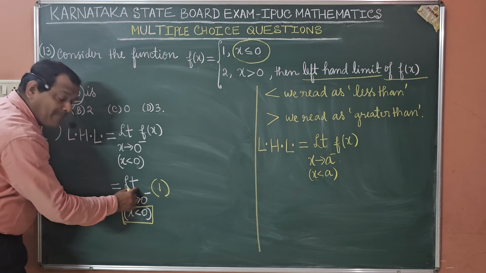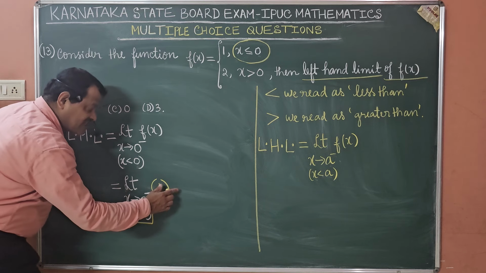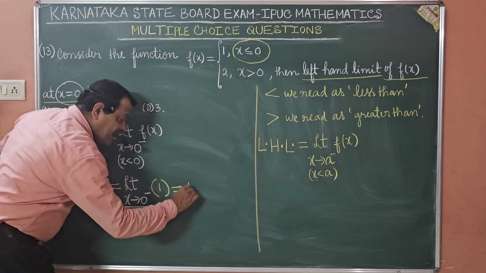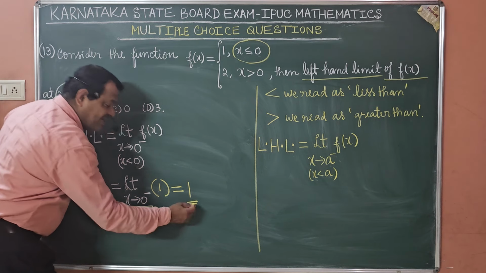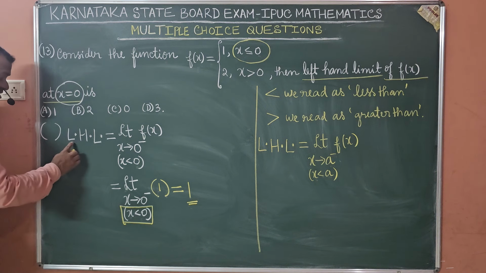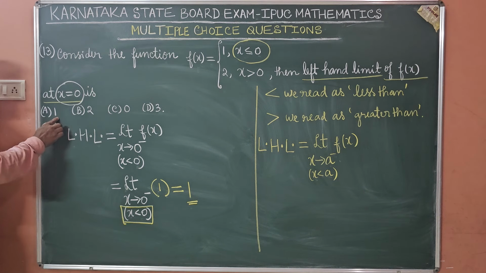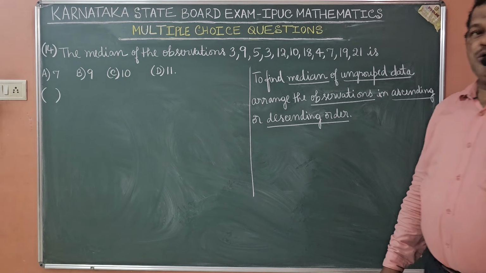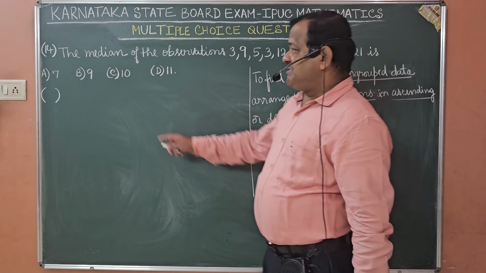Now apply the limit. The limit of a constant is the same constant, that is 1 itself. Therefore, in this exercise, LHL is 1, which is option A. So option A is correct. Kindly go through. Here is the 14th MCQ from the statistics chapter.